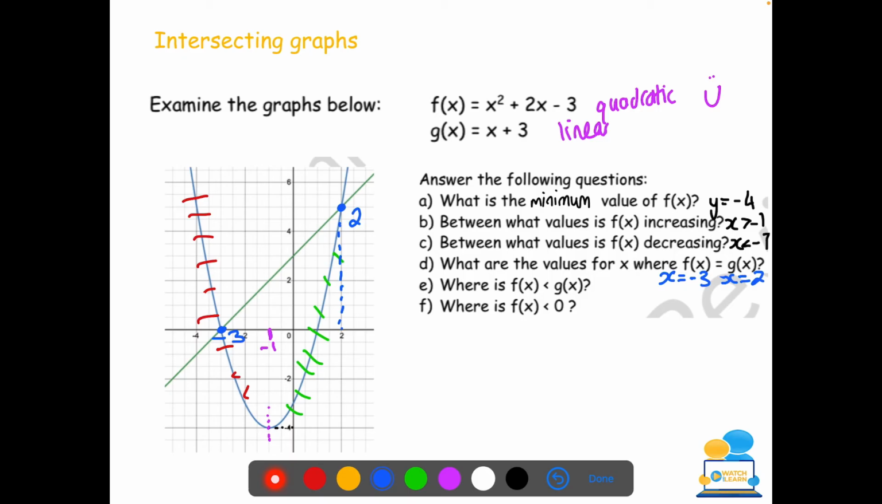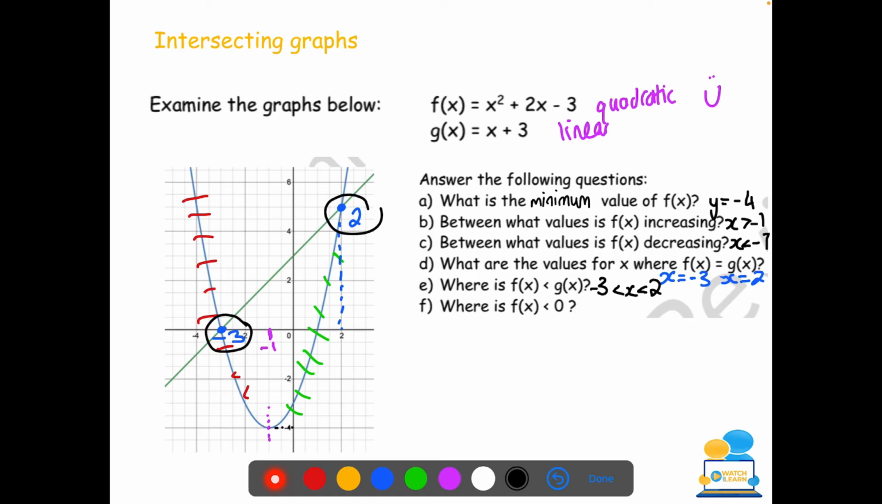Where is f of x less than g of x? So where is my curve below my line? And we know that it is in between these x values. So it was where x is less than 2 and where x is greater than -3.